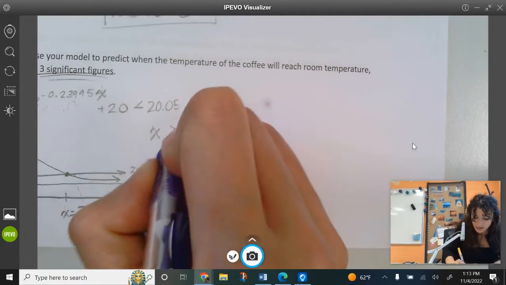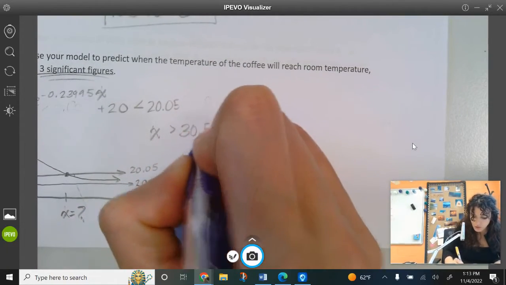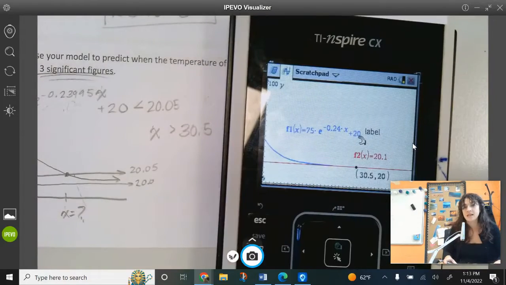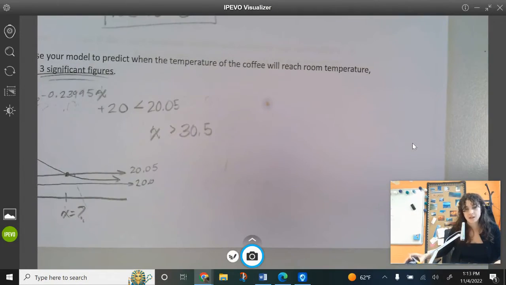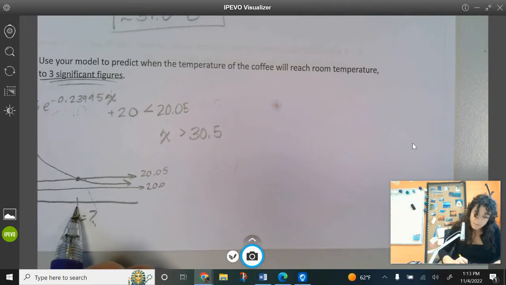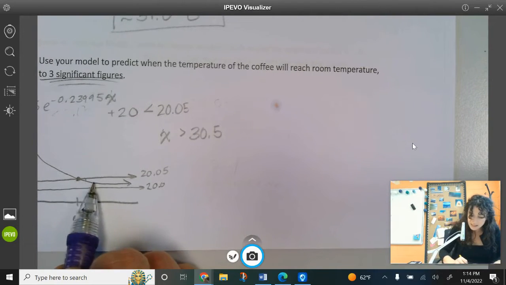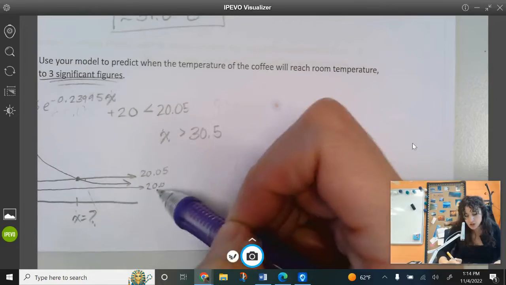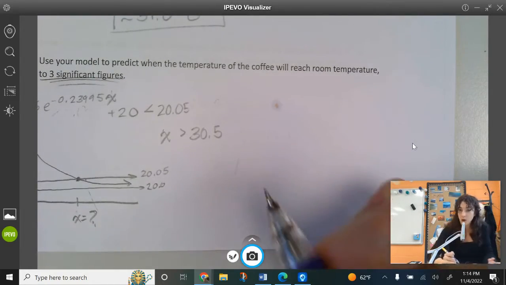Is greater than 30.5 is what the calculator tells me. So anytime past 30.5 minutes, that temperature is going to be so darn close to 20 that it's essentially 20.